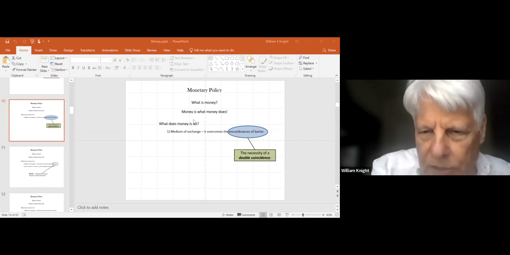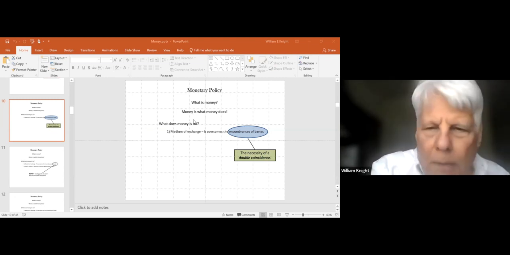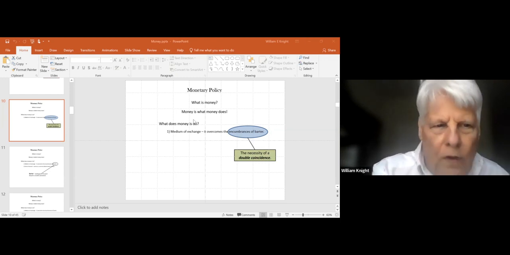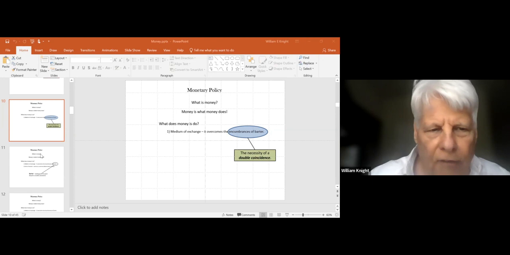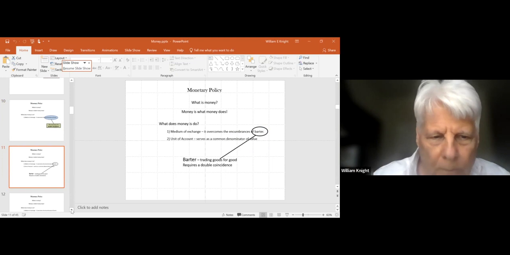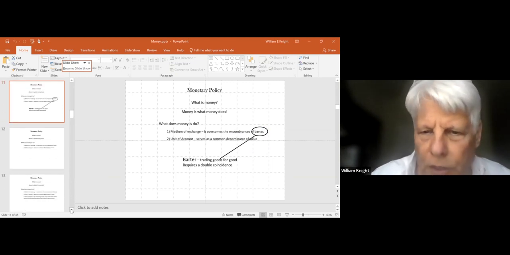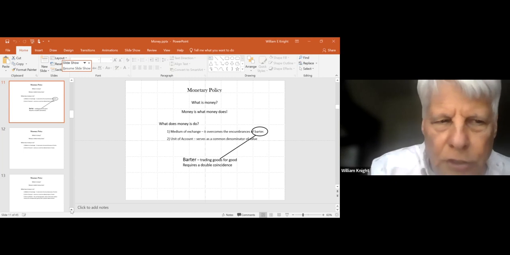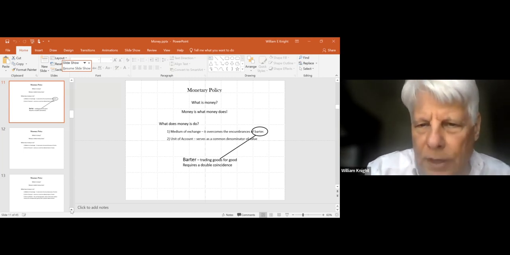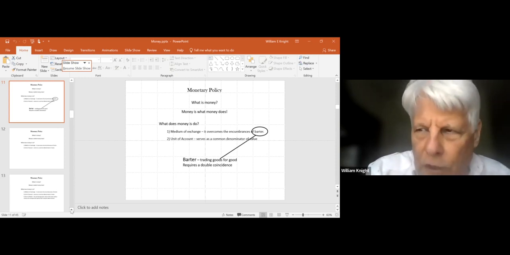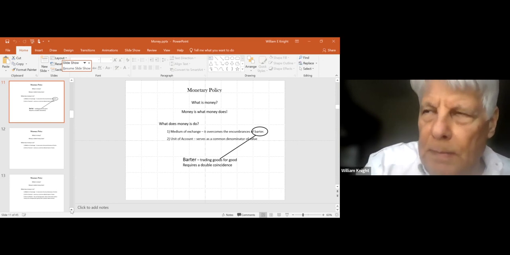I think most importantly, money acts as a medium of exchange. That means it overcomes the encumbrances of barter. Now, you may remember the definition of barter. Barter means trading goods for goods. Well, what are the encumbrances of barter? Trading goods for goods requires a double coincidence.